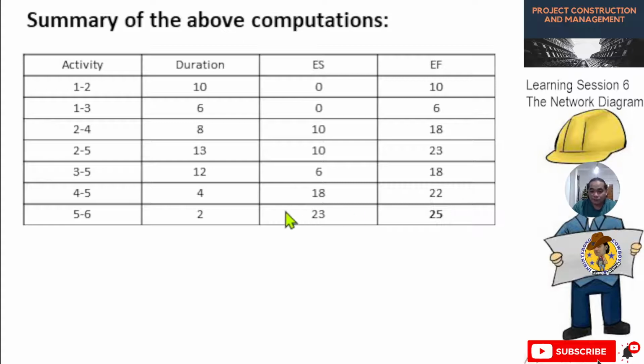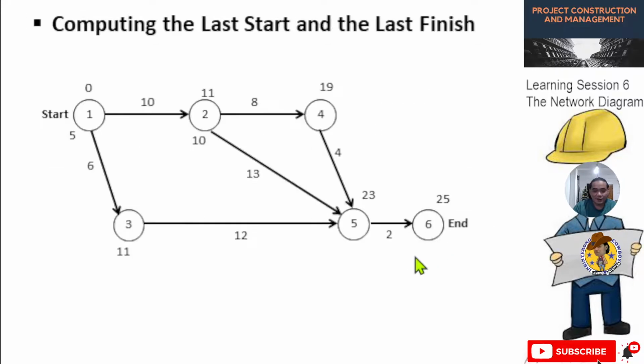Now for activity 5 to 6, the duration is 2. Then the ES for this one is 23, because 2 to 5 is 23. Okay? Remember that for this node, we need to choose the highest figure, the highest number of days. So that is the ES for this 5 to 6, 23. Then let's add that to the duration: 23 plus 2 is now 25. So meaning, 25 days is the completion of the project based on earliest start and earliest finish. Okay? So that's it for ES.